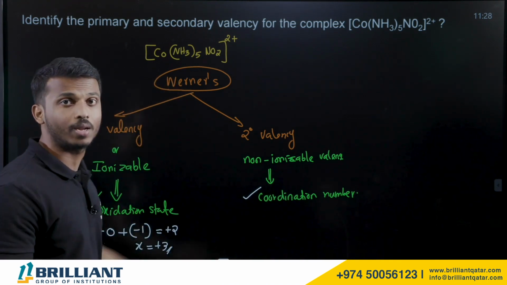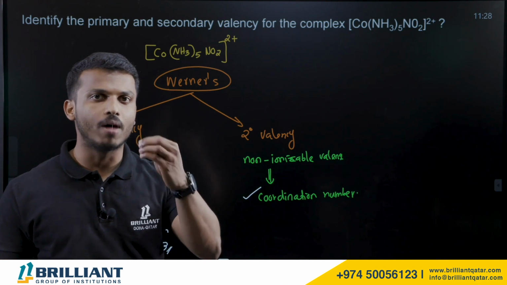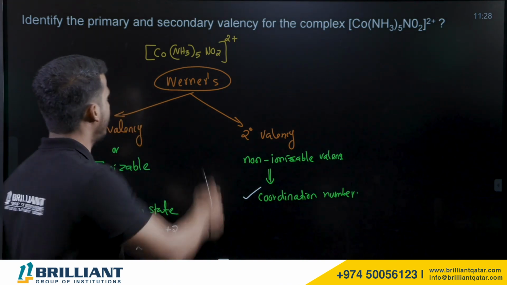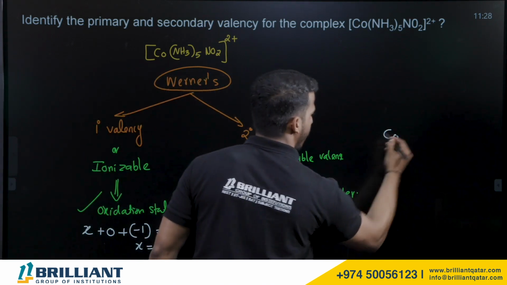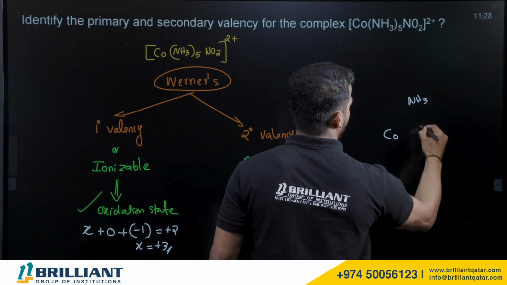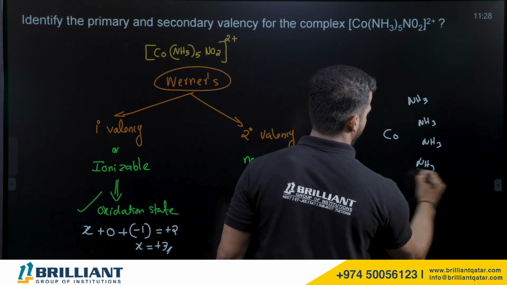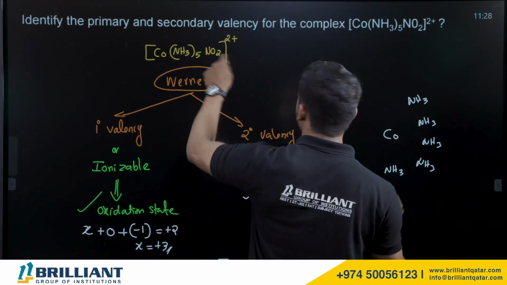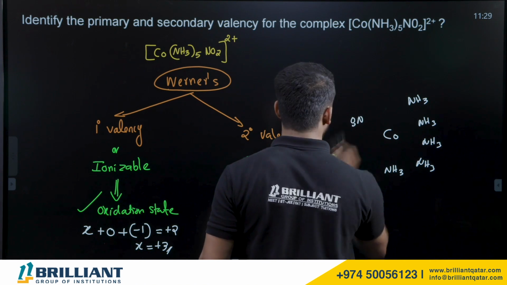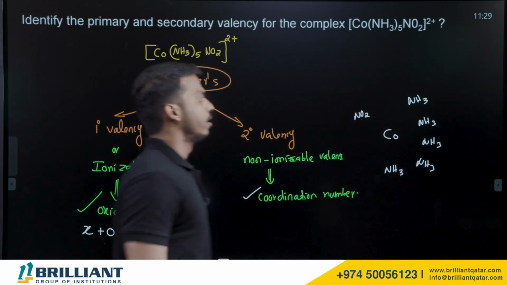What is meant by coordination number? We discussed before. Coordination number means how many sigma bonds are created by the ligand with the metal atom. See, here the metal atom is cobalt. It is surrounded by 5 NH3, right? 5 NH3 ligands are there. And we have one NO2. You know, NO2 means nitrito N, right? NO2, nitrito N.